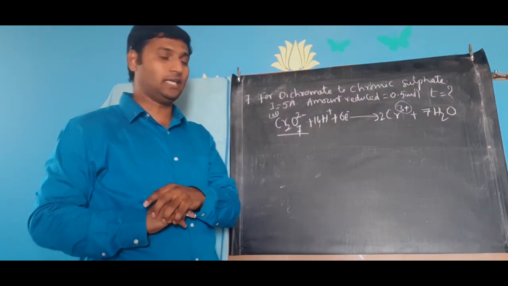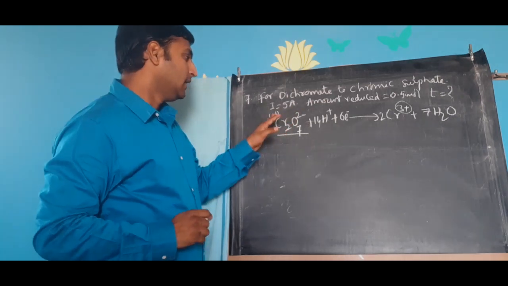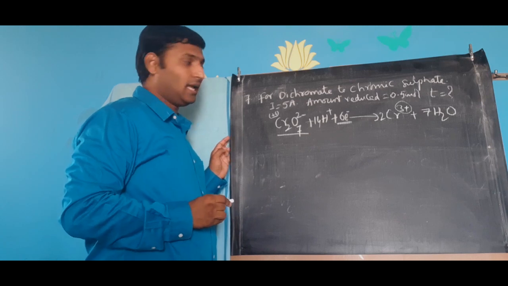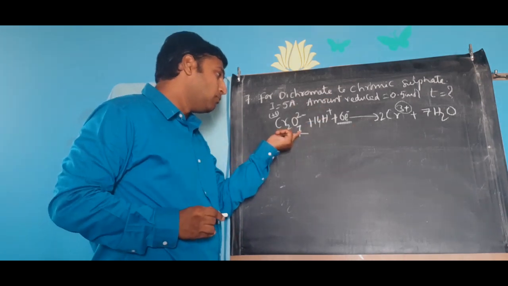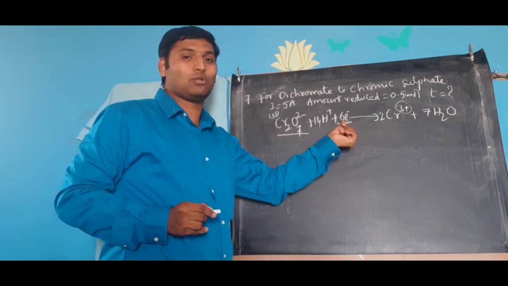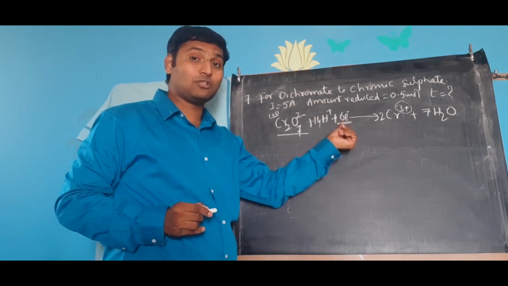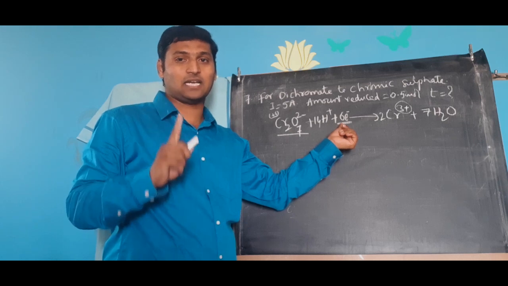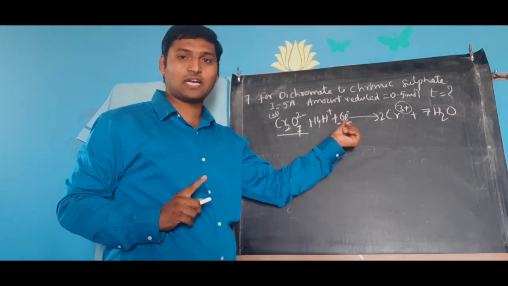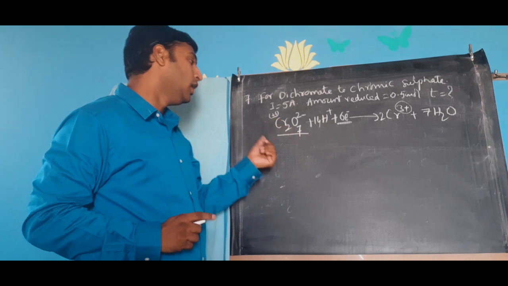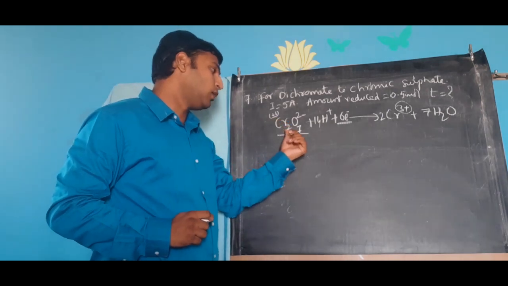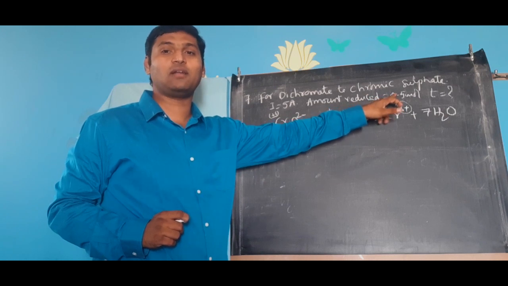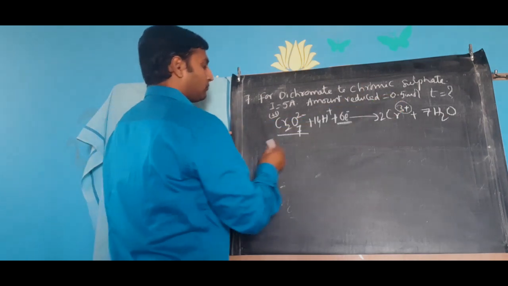Now, further proceeding, for each mole of dichromate to be reduced, 6 moles of electrons are required. 6 moles of electrons means how many Faraday? 6 Faraday, because 1 mole of electrons is 1 Faraday. So each mole of dichromate requires 6 Faraday. So half a mole of dichromate would require 3 Faraday. Let us write that.